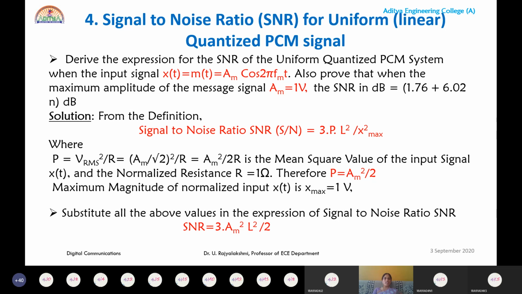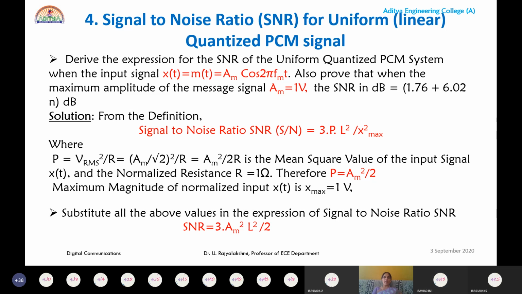Any one of the students please read that question given there. Derive the expression for the SNR of uniform quantized PCM system when the input signal x of t is equal to m of t, that is the message signal, which is given as Am cos 2 pi fmt. Also prove that when the maximum amplitude of the message signal Am is equal to 1 volt, SNR in dB is 1.76 plus 6.02 n dB.